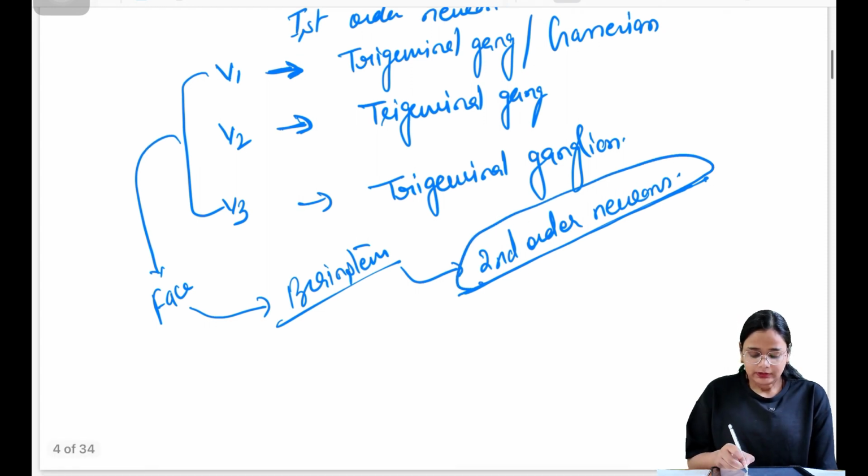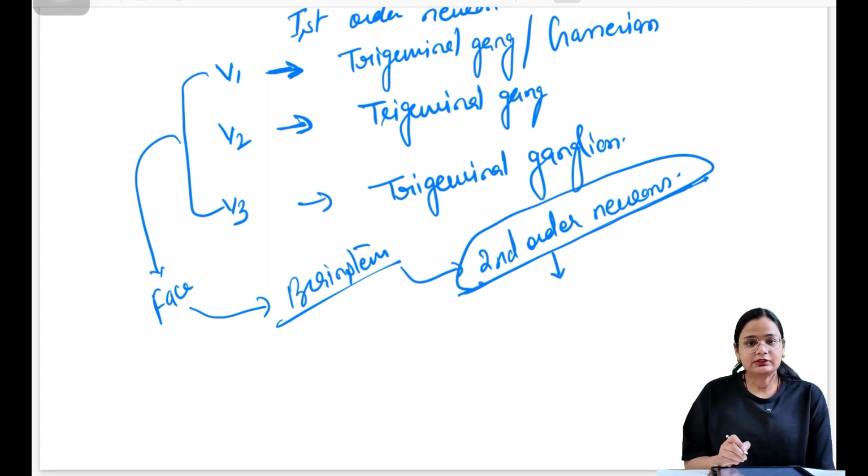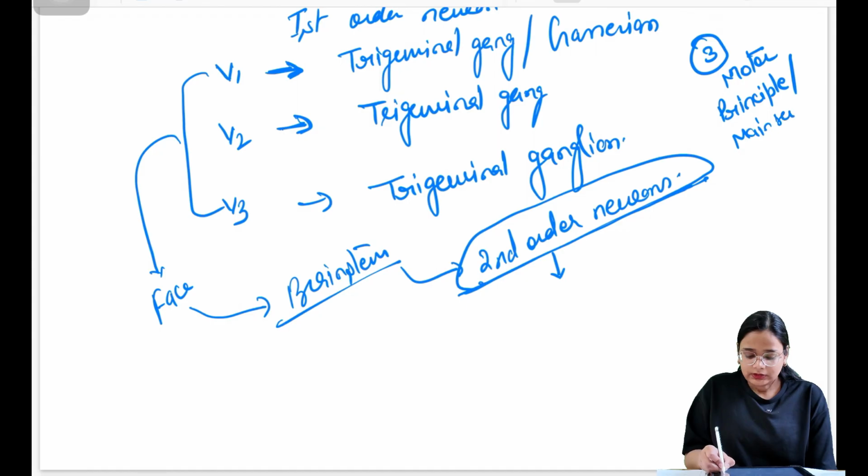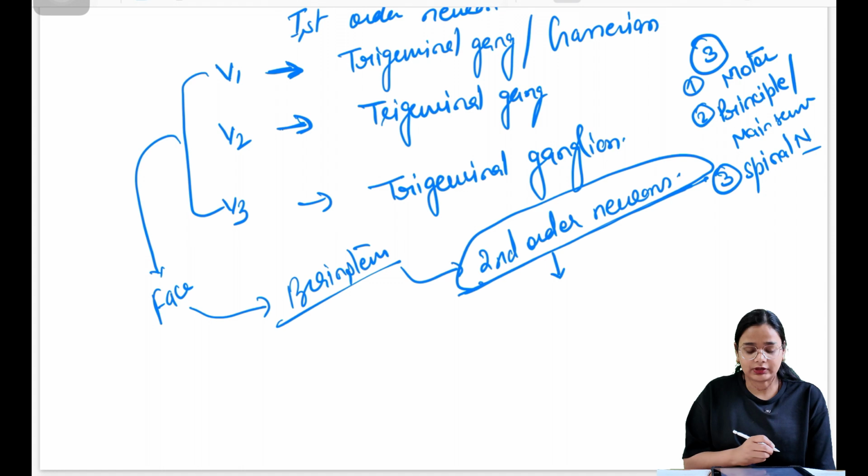If it is mainly the sensory, then the trigeminal nerve, if you know, has three nuclei. The first nucleus is the motor nucleus, which gives motor sensations. There are two sensory nuclei: the first one is the principal sensory or main sensory nucleus, and the third nucleus of the trigeminal is the spinal sensory nucleus. So these three nuclei are for the trigeminal nerve.